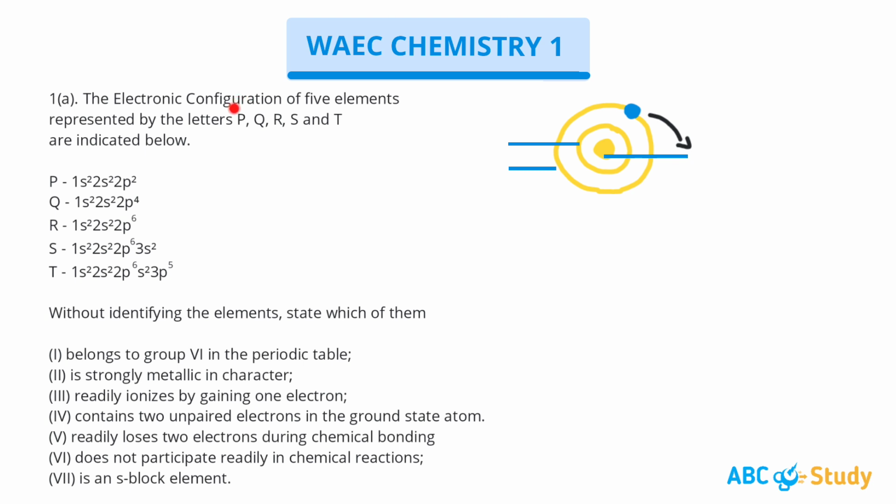The electronic configuration of 5 elements represented by the letters P, Q, R, S, and T are indicated below. We have P, Q, R, S, and T, and you can see that what we were given is in SPDF form, that is the sub energy levels form. So to get our answer in this question, we have to change it back to KLMN, that is the energy level of that very atom.